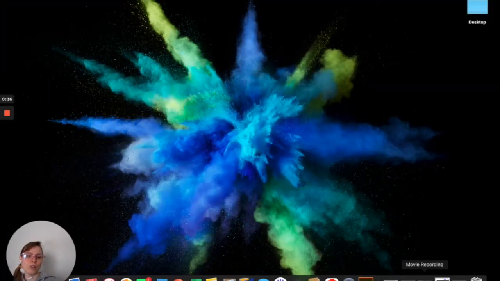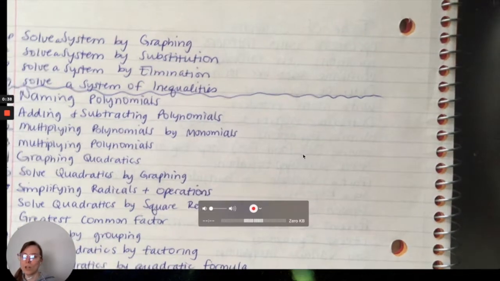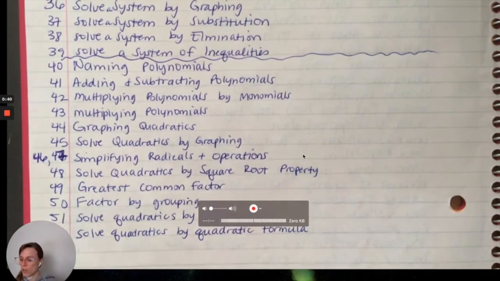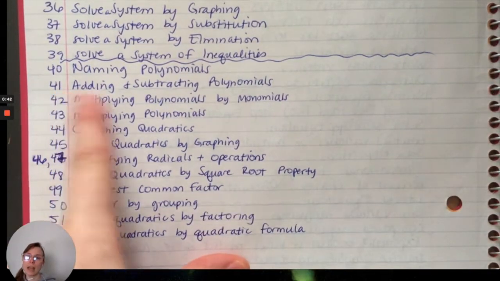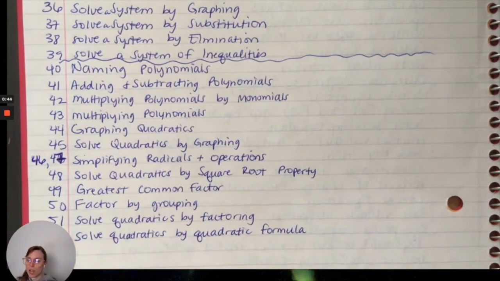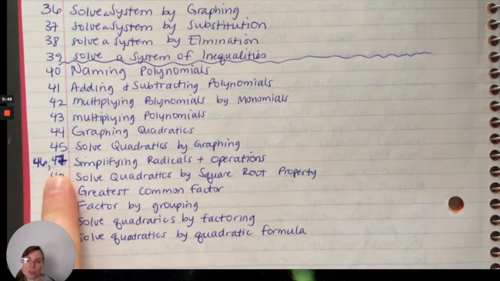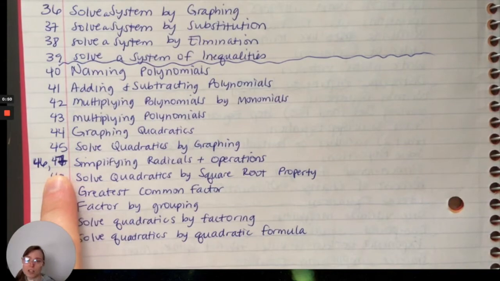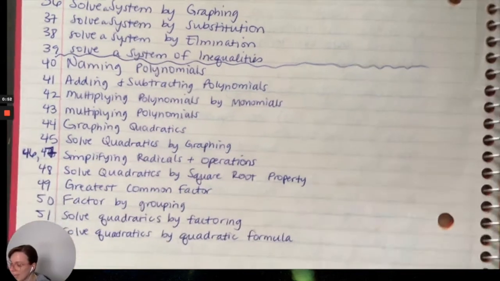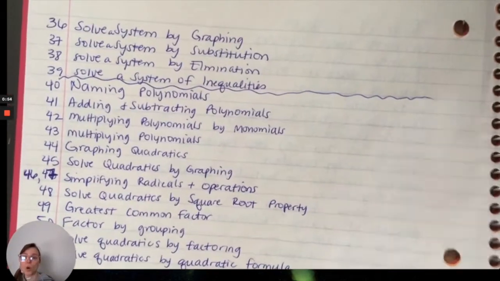So let's pull up that video monitor. There we go. So we are on page 41. It is only one page, adding and subtracting polynomials. Everything here is actually only one page until we get to simplifying radicals, but technically the simplifying is one page and the operations is another. So it kind of works out. All right, so adding and subtracting, page 41.